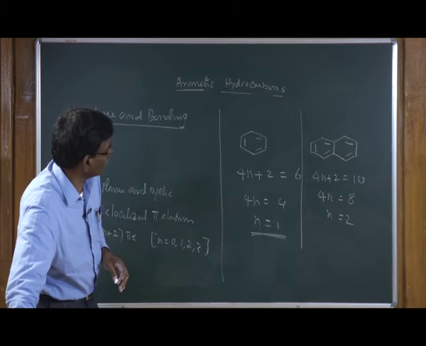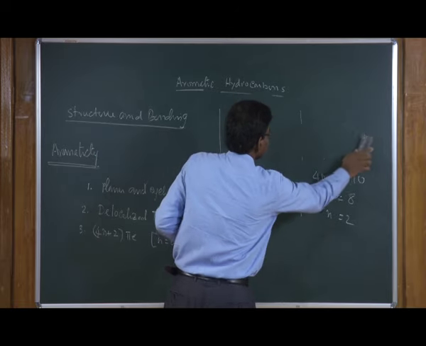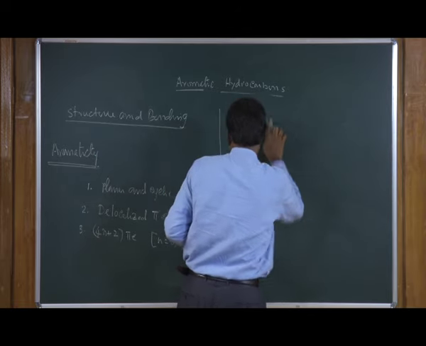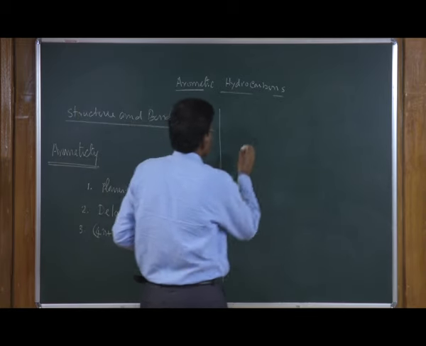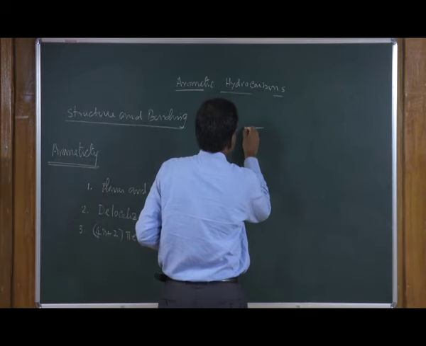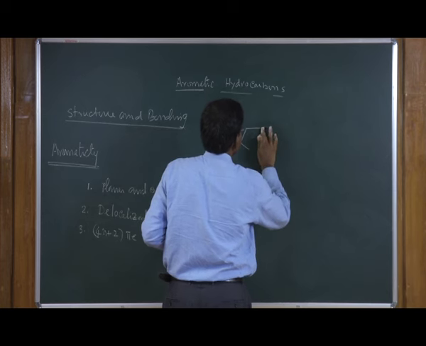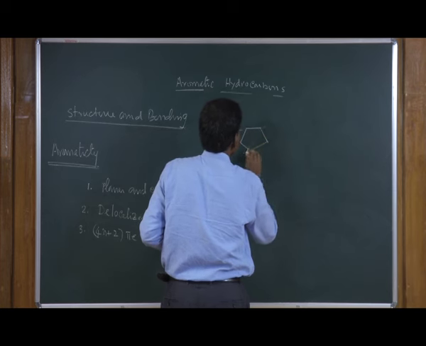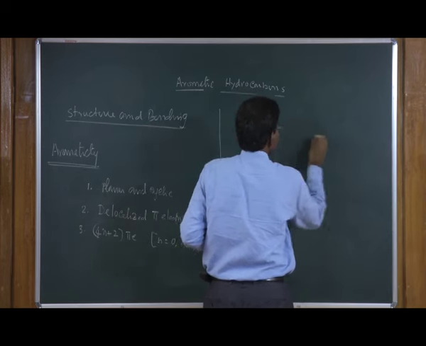Now, let us look at non-benzenoid compounds. Let us take the cyclopentadienyl anion. In the beginning we have seen this as aromatic. This is cyclopentadiene.